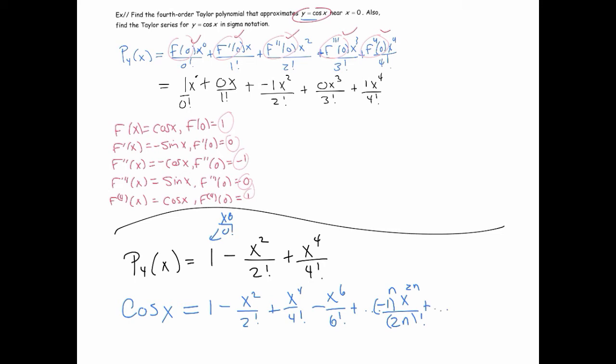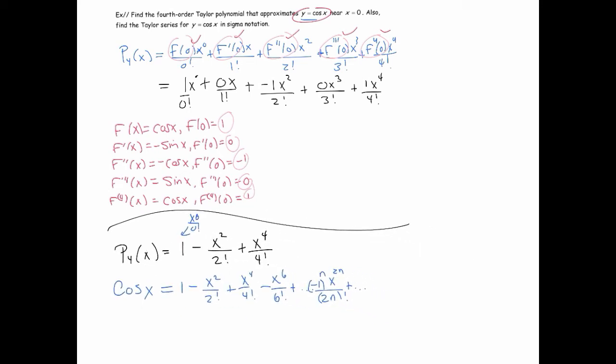And now if we wanted to write that in sigma notation, just as some practice for sigma notation, right? Sigma notation is useful for describing a sum. So what we'd want to put inside is our general rule. So our general rule is it's like negative 1 to the n, x to the 2n, divided by 2n factorial.